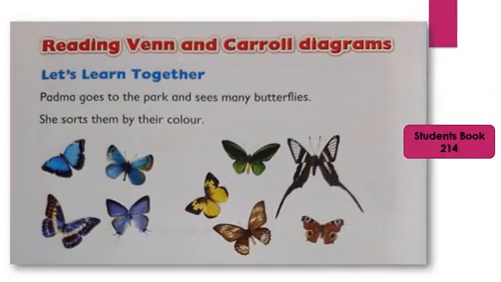Okay, let's continue. This time, kids, I want you to open your Math Students Book to page 114. If you found this page already, let's start. Reading Venn and Carol diagrams. Let's learn together. Padma goes to the park and sees many butterflies. She sorts them by their color. If you're going to observe, kids, there are a lot of butterflies in the park. So Padma wants to sort them. There are two groups of butterflies. What have you observed?